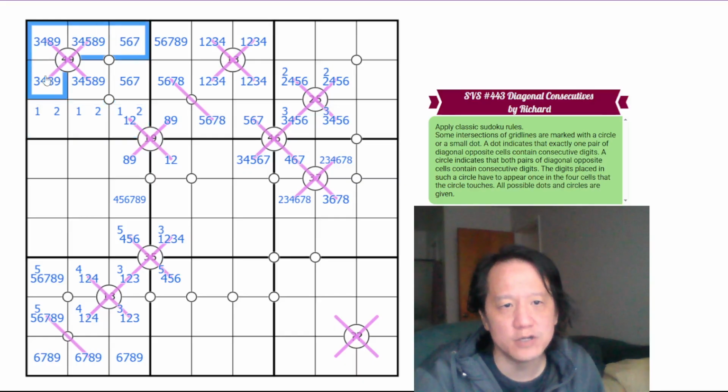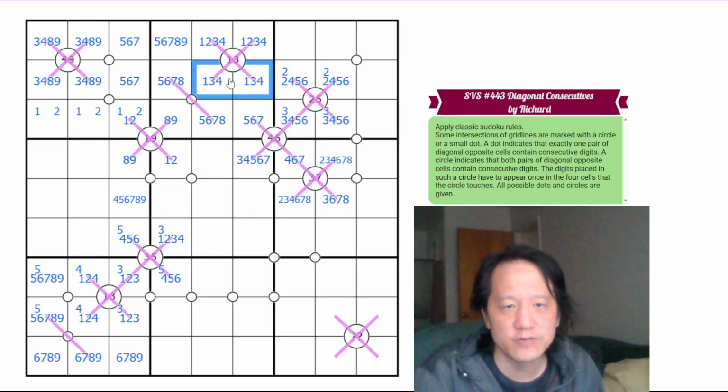Where is the 3 in box 1? It has to be one of these cells. So this has to be a 3, 4, 8, 9 quadruplet. 2 is here, so 2 cannot be here, which means 2 has to be one of these. To be consecutive with the diagonal, the 1 has to be here. So this cannot be 1. This is guaranteed 2. This is guaranteed 1.